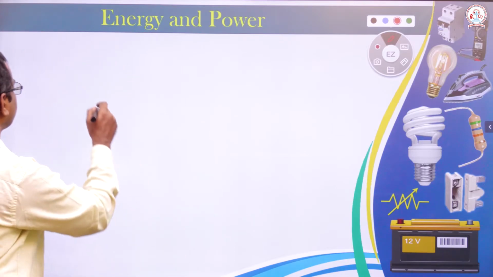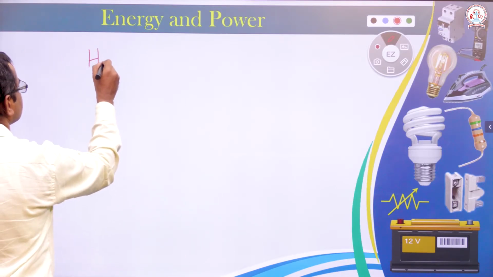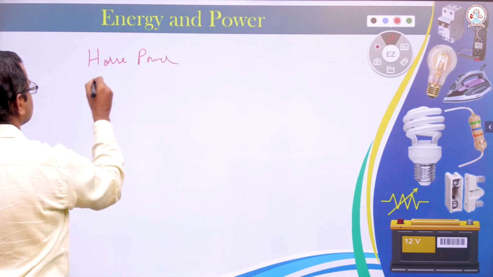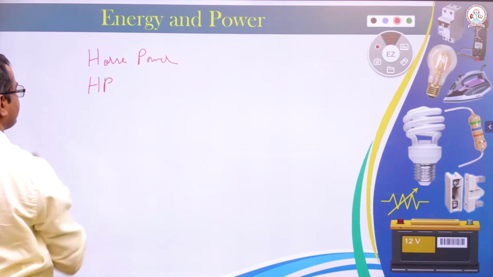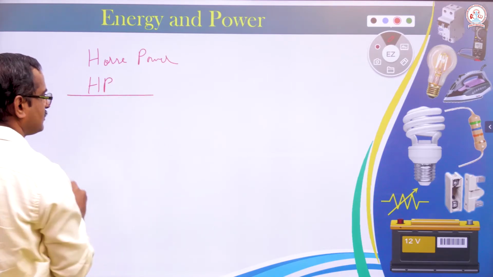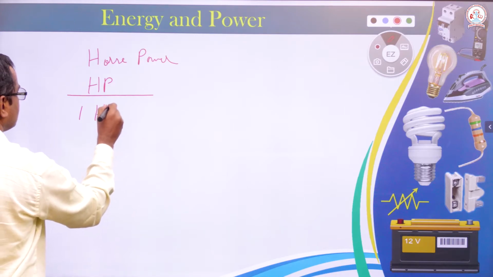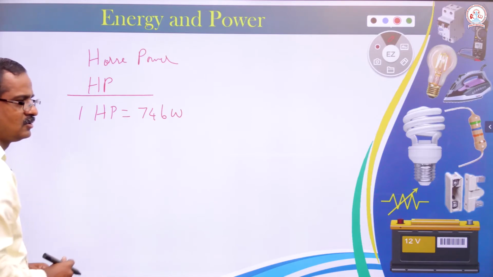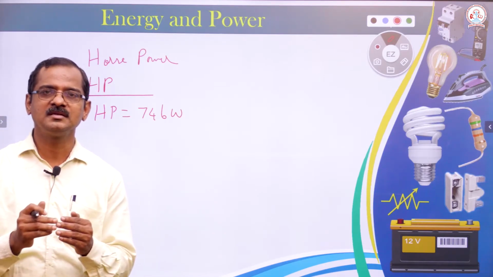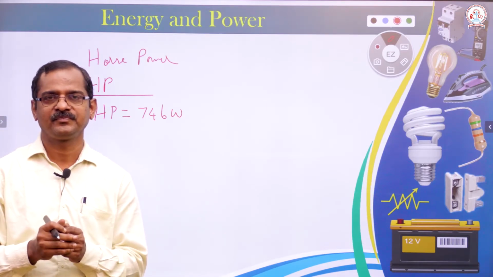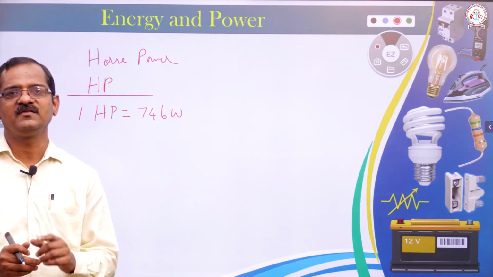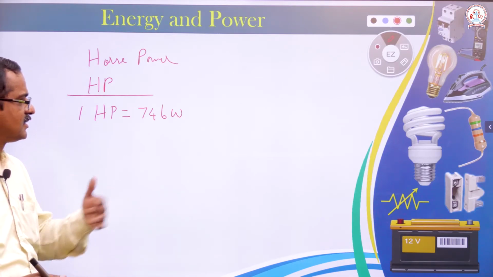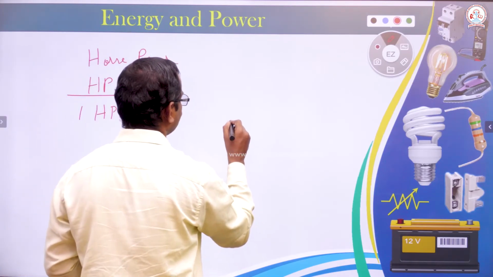Let us see what is horsepower. Horsepower, H-O-R-S-E, generally taken as HP. 1 horsepower is equal to 746 watt. What is the unit for power? Watt. 1 horsepower is equal to 746 watt. It's because in older days, hundreds of years back, people used horse.